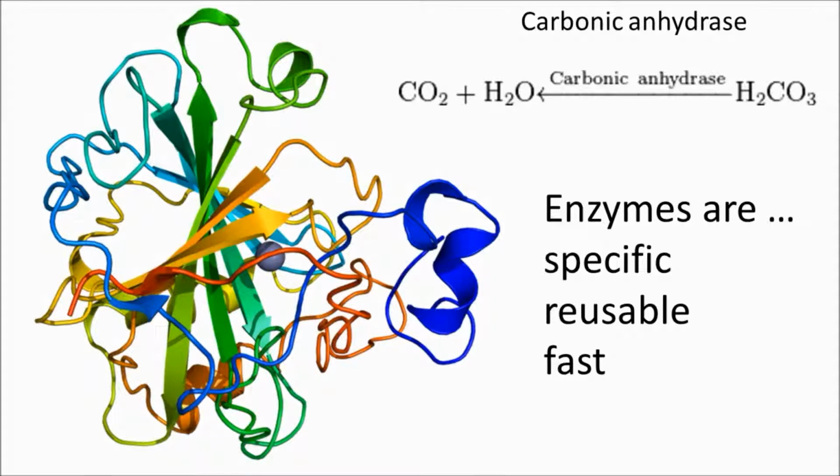So, enzymes are specific. One enzyme only fits one substrate. They're reusable, so they can do this reaction over and over again. They're also extremely fast. One of the fastest is called carbonic anhydrase, and this can do about 1 million reactions per second. It's absolutely incredible, 1 million reactions per second.